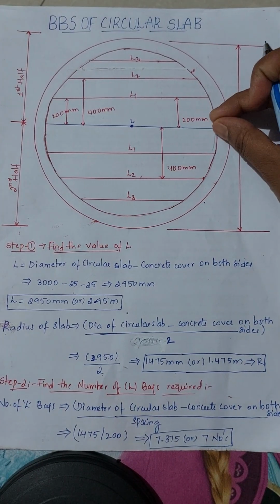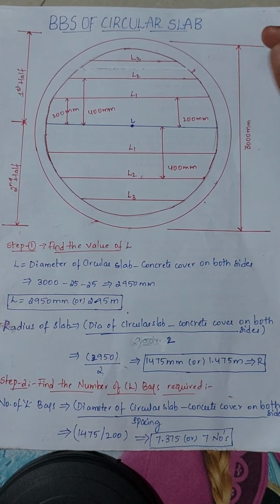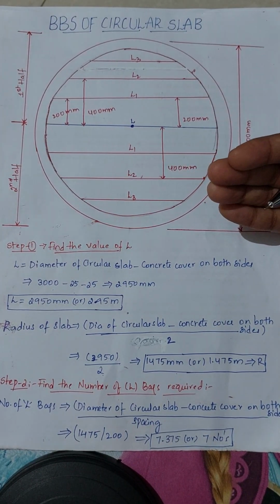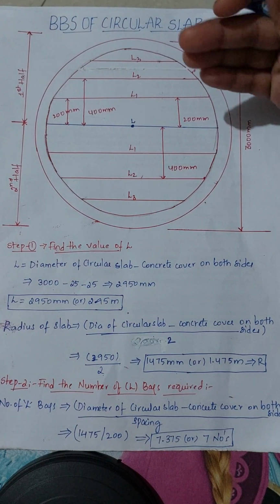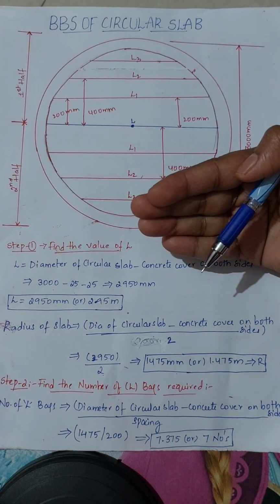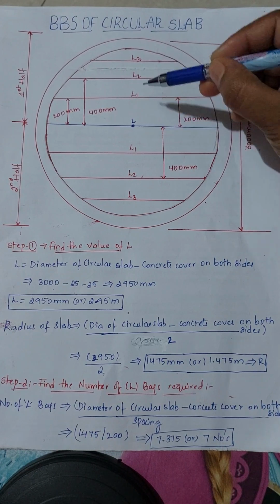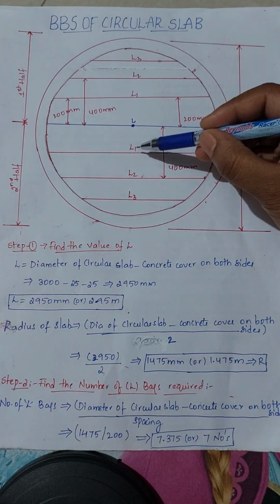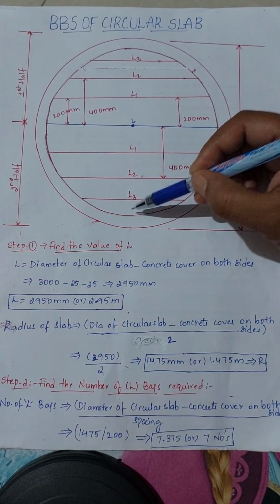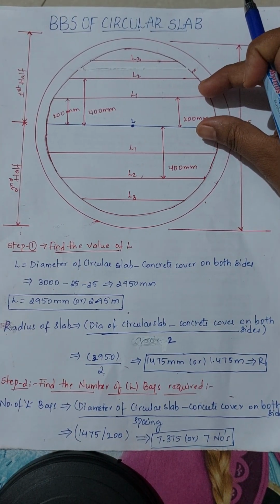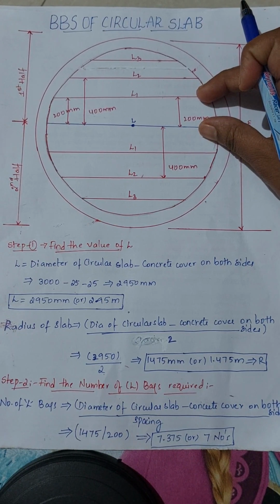As we are considering L as 1 number, we have to divide the remaining bars equally in the upper side and also in the second half. So we are providing 3 in the first half and another 3 in the second half. So you can see how we are providing. This is L and this is L1, L2, L3. In the same way we are providing L1, L2, L3 in the other half, and the spacing we have said above is 200 mm.